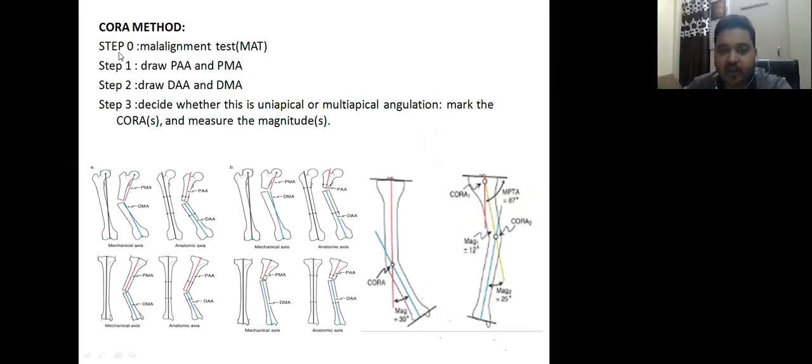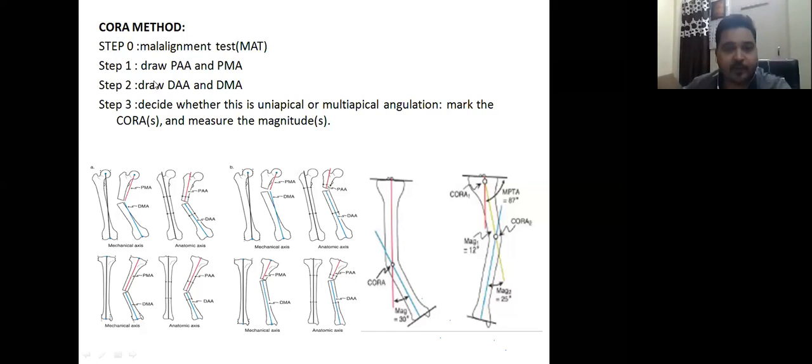Again, as we have done the mechanical test, now we would like to quantify how much deformity is present, what angle, and where it is present. Then we have to quantify that. So in the diagram, you can see it is in the mid segment or the proximal segment of the femur or the tibia or the distal segment. Anywhere we can quantify that. So for that, step zero is we have to do the malalignment test.